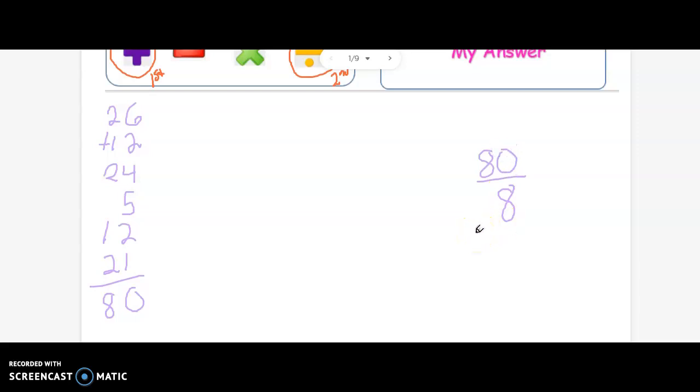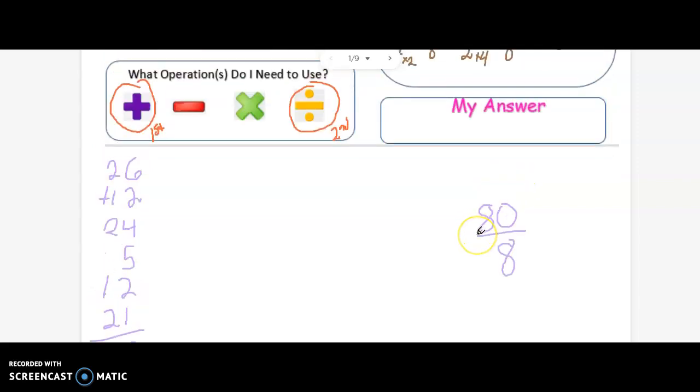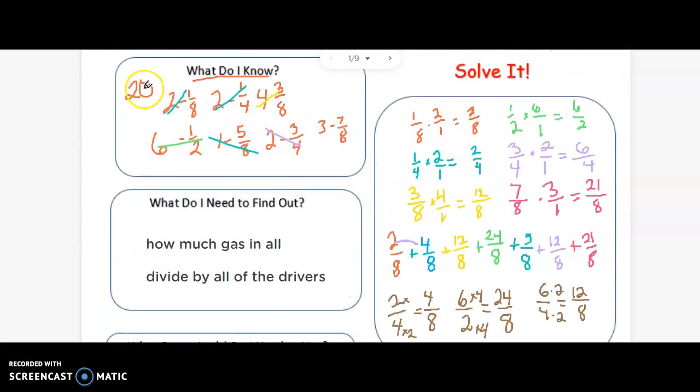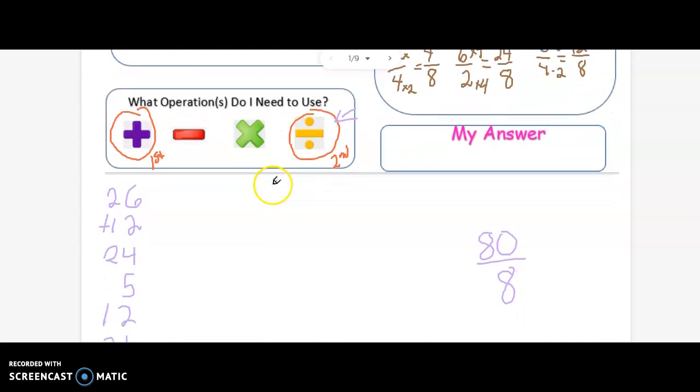All right. So I've got 80 over 8. That's how much gas I have. And I know that that's an improper fraction. I'm not going to change it though yet, because now I need to do my second step of dividing. I need to find out the equal amount for each tank. So we said there were 20. So let's set this up.